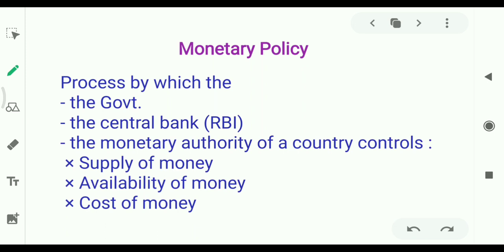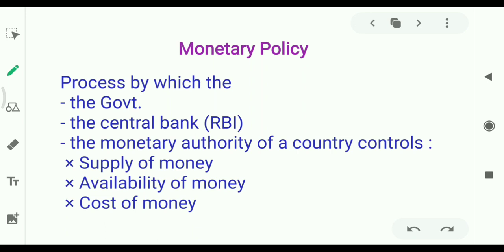A monetary policy is a process by which the government, the central bank, or the monetary authority of a country controls the supply of money, the availability of money, and the cost of money. So the monetary policy is exercised by any of three authorities: the government, or the central bank, or the monetary authority of the country. And the impact of such monetary policy can be seen in either the supply of money, or the availability of money, or the cost of money.